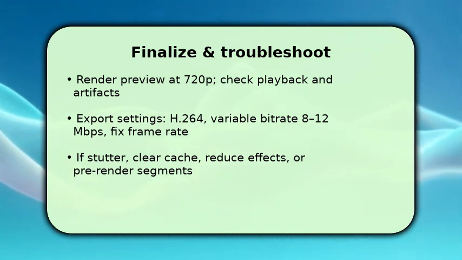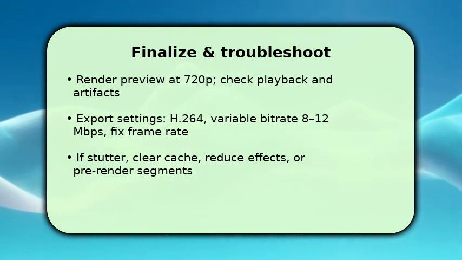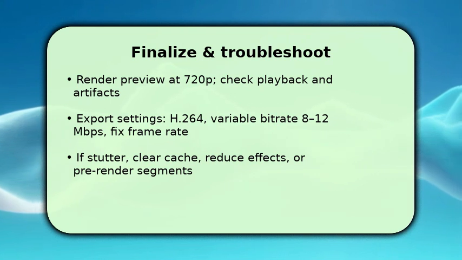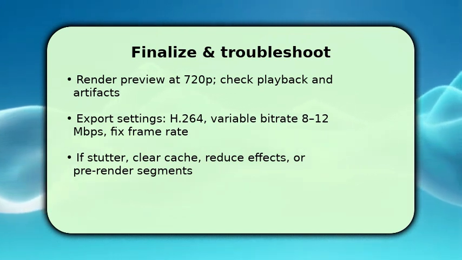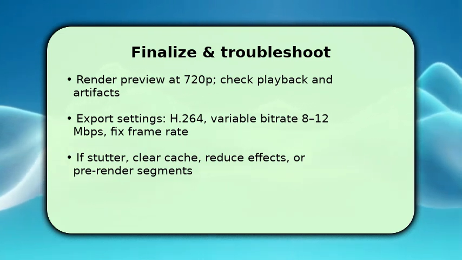If playback stutters or jitter appears, clear the app cache and reduce heavy effects, or pre-render complex segments as single clips. That resolves processing overload. One troubleshooting tip: if colors shift after export, check export gamma and reapply.